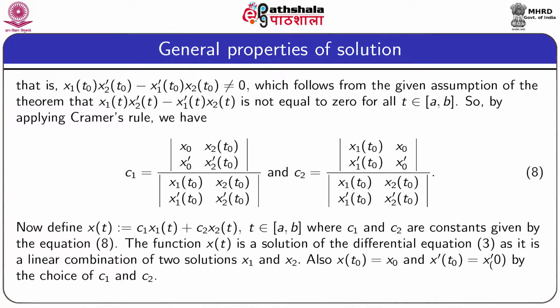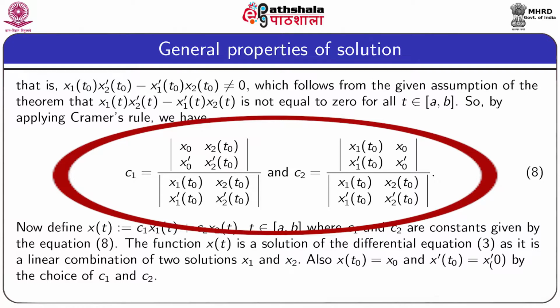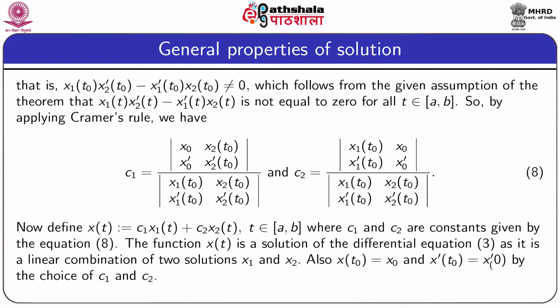By applying Cramer's rule, we get the solution of c1, c2 to be: c1 equals the determinant |x0, x2(t0); x0', x2'(t0)| divided by the determinant |x1(t0), x2(t0); x1'(t0), x2'(t0)|, and c2 is also given by the determinant |x1(t0), x0; x1'(t0), x0'| divided by the determinant |x1(t0), x2(t0); x1'(t0), x2'(t0)|, given by equation number 8.